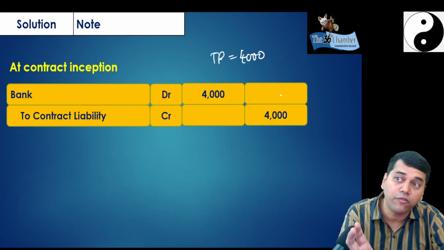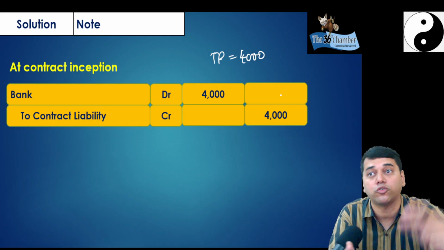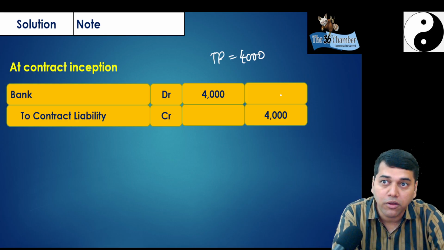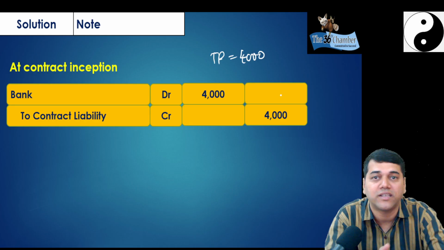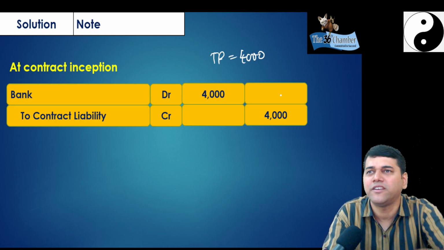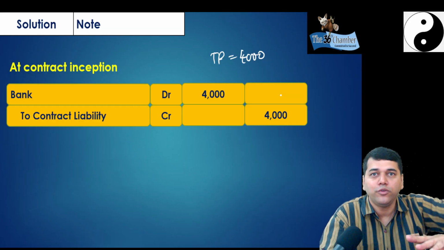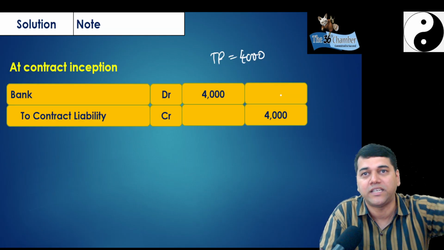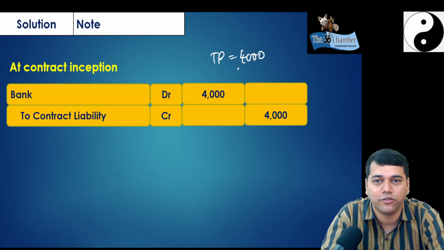In all the problems we have done, the product was sold on credit. This is the only problem where the customer gave advance cash. It's the present value, the discounted value. Now you are going to unwind it. Understood, no?